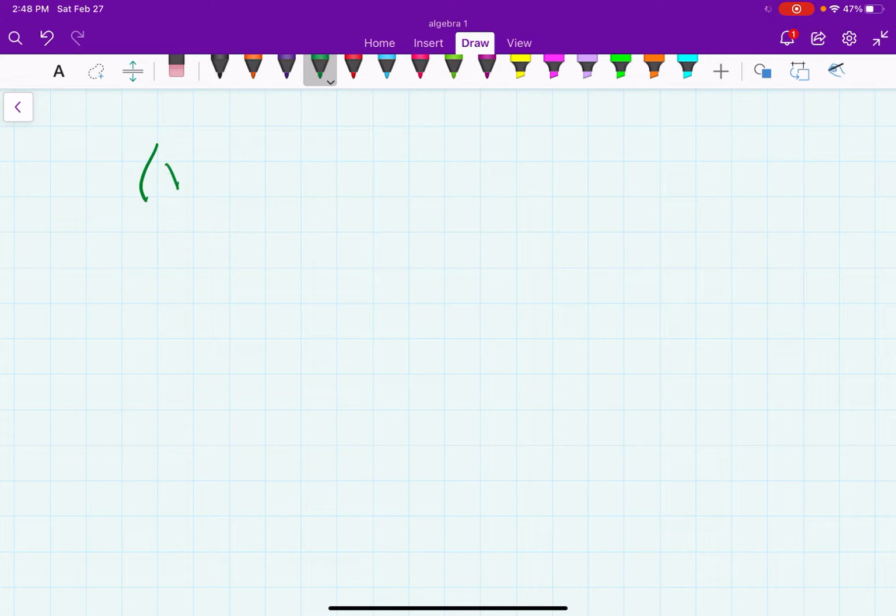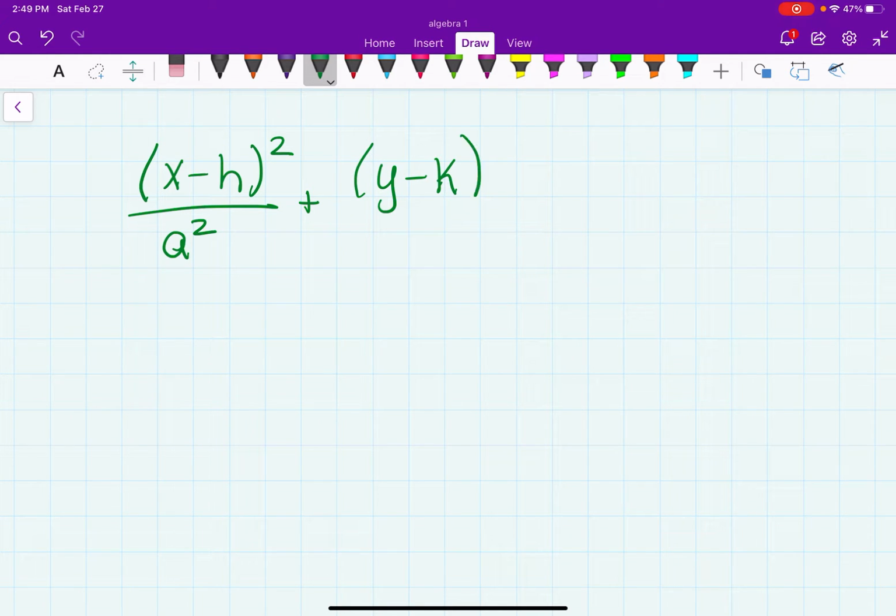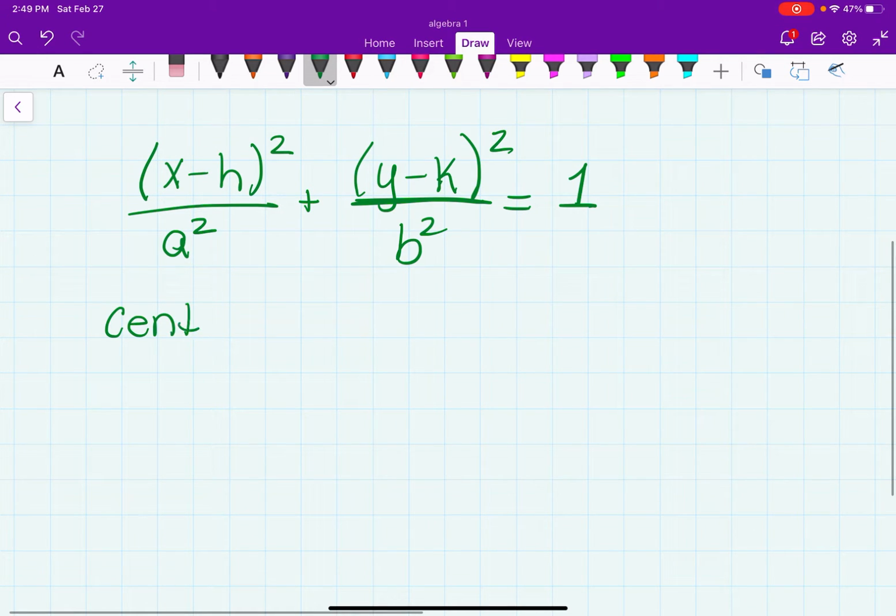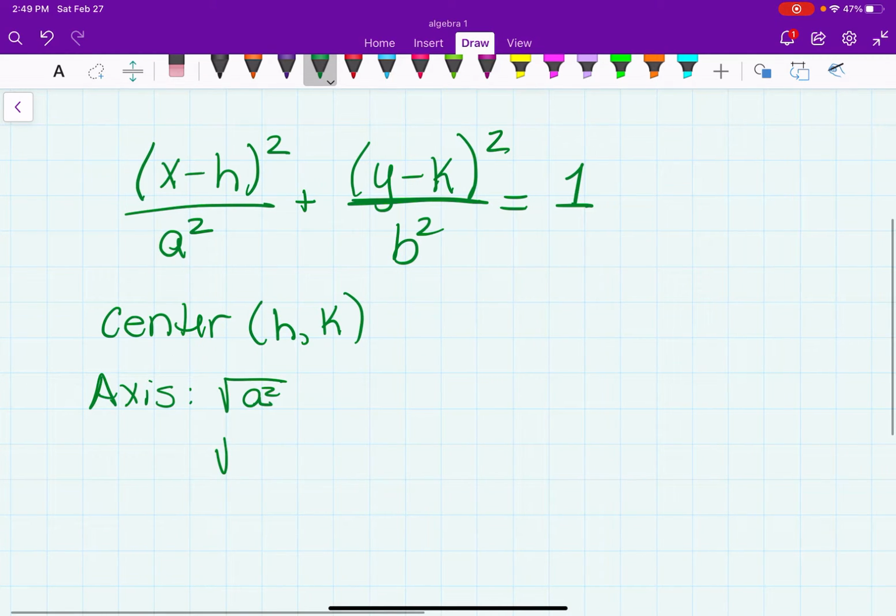This is going to be x minus h squared over a squared plus y minus k, the whole thing squared, over b squared. It kind of looks like a circle, but there are denominators, and it always has to equal 1. If it doesn't equal 1, we have to cause that to happen. The center is still going to be h, k, and the axes are the square root of a squared and the square root of b squared, so it's going to be a and b. That's going to tell us a couple of things.